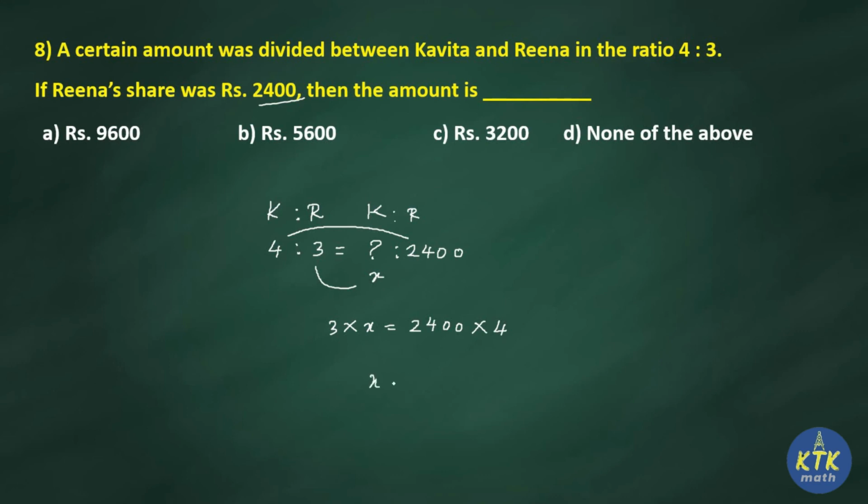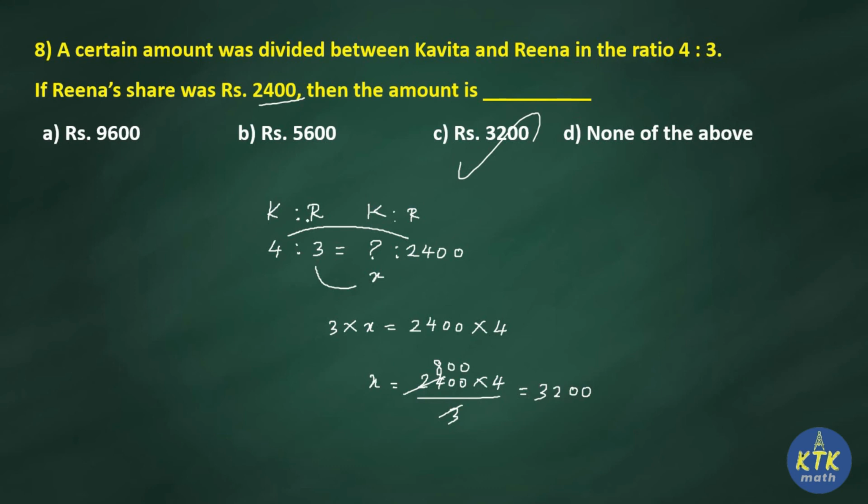So X equal to 2,400 into 4 divided by 3. So I can cancel this. How many times? 8 times. So 800. So 800 into 4. 8 4s are 32. So our answer is simple one, option C, 3,200.